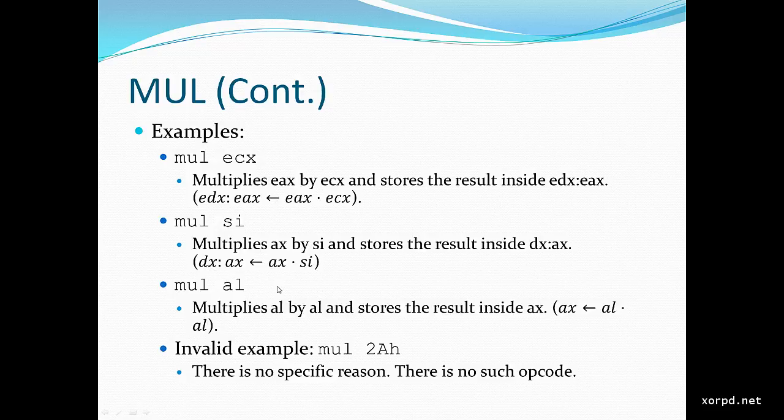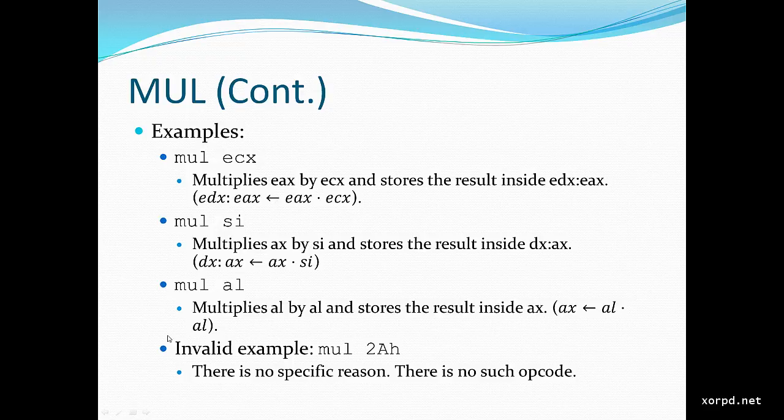Another example, mul AL. This one multiplies AL by AL. This is interesting. Actually, AL is in two different roles here. It is the implicit register that everything is multiplied with, and at the same time it is also the argument. So here we multiply AL by AL, and we store the result inside AX.